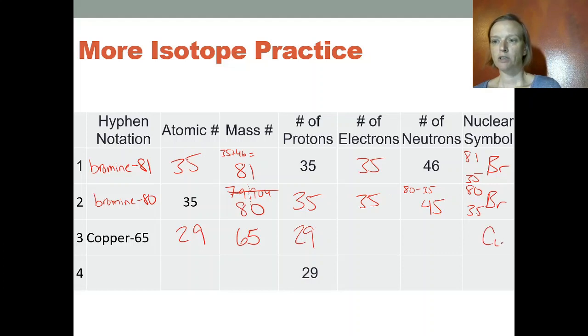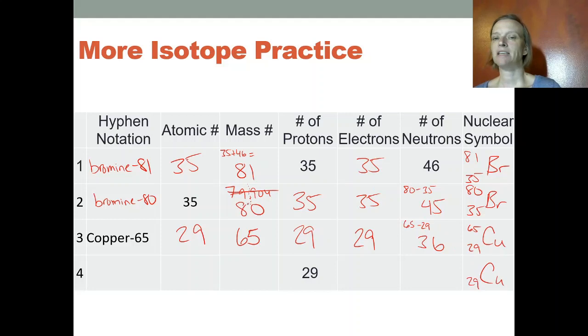So my nuclear symbol will be capital C lowercase u with a mass of 65 and a atomic number of 29. I have the same number of electrons as I have protons, so I'll write a 29 there. And then the number of neutrons is going to be 65 minus 29, which gives me 36 neutrons. Looking at the next example, hey look, the number of protons is 29. I already know that that's copper.